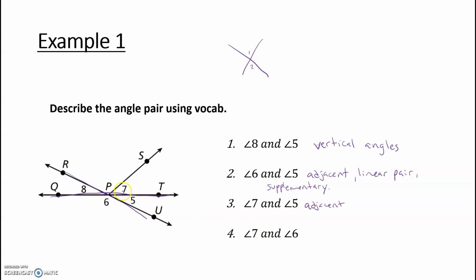7 and 6. Those actually have no relation. They're not adjacent. 7 and 5 are adjacent. 7 and 6 are not adjacent. They're not vertical because you don't see those two lines crossing. You don't see that X. So no relationship. If there's no relationship, that's fine. You don't have to make one. If there's no relationship between the angles, then let it be.